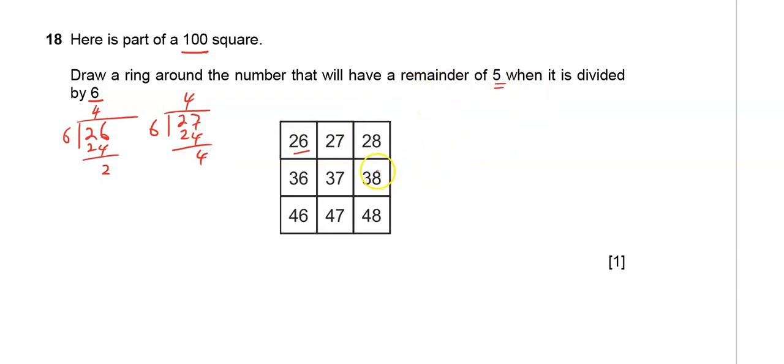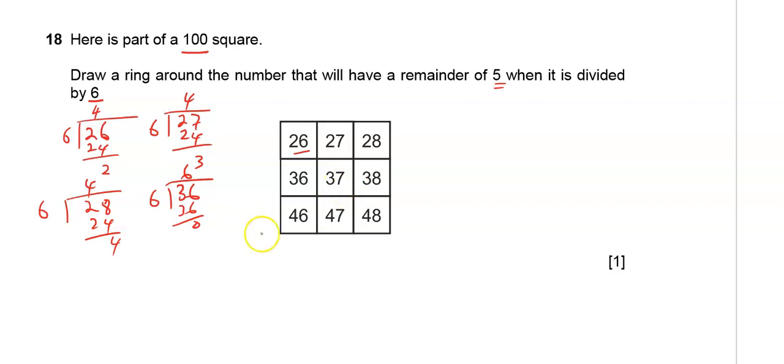Sorry, this is 3, not 4. Therefore, the remainder of 28 when you divide by 6 will be 4. So these are not, what about 36? 36 divided by 6 has no remainder because 6 times 6 is 36, so there's no remainder here.